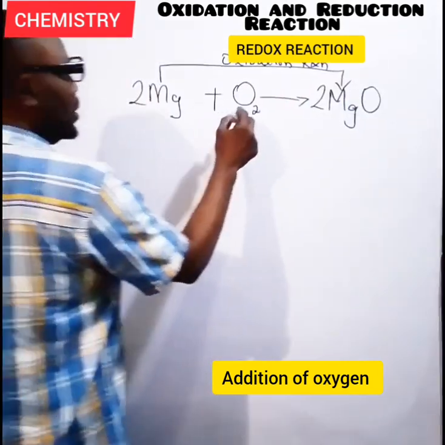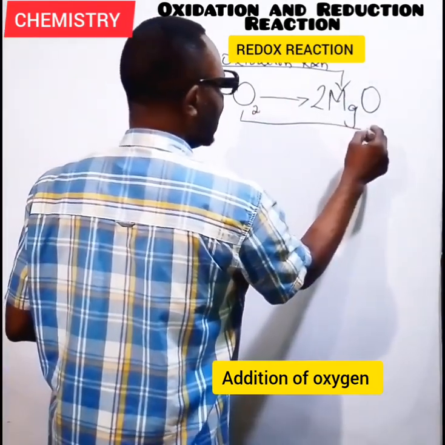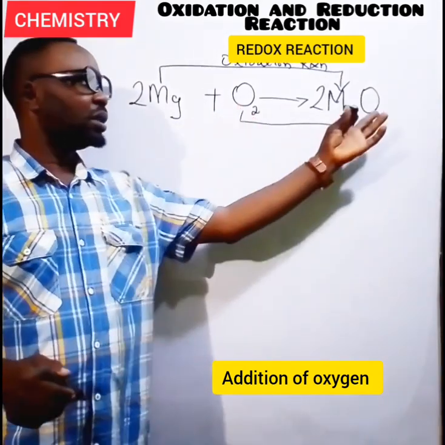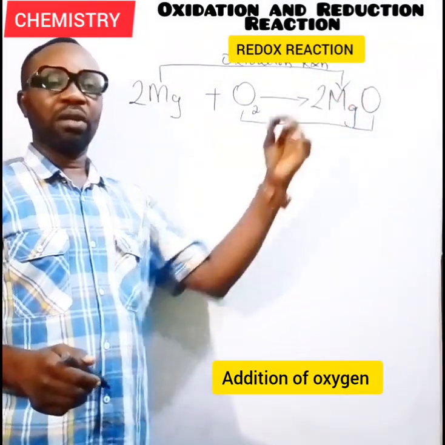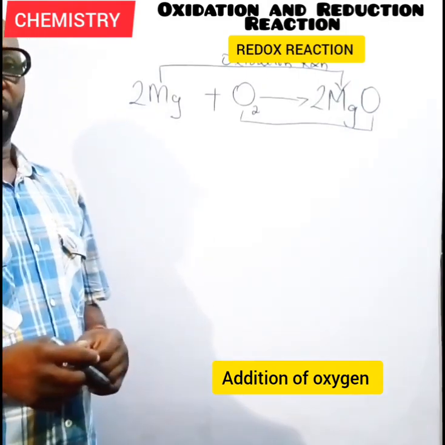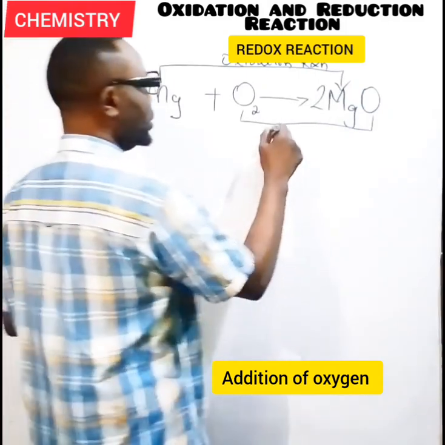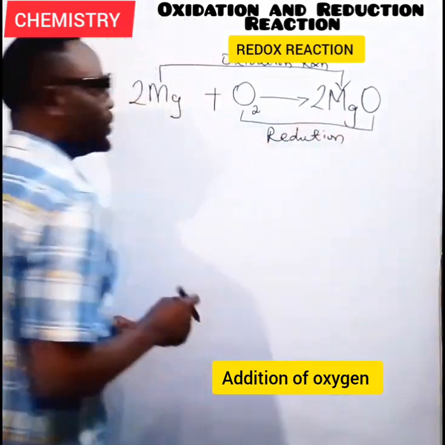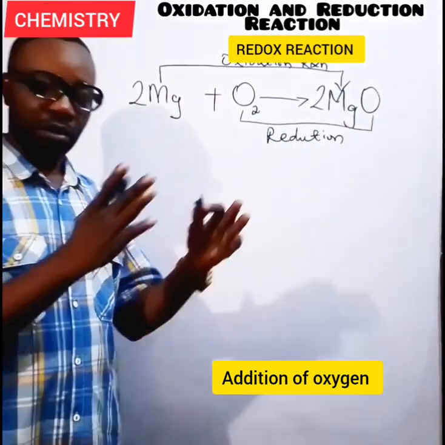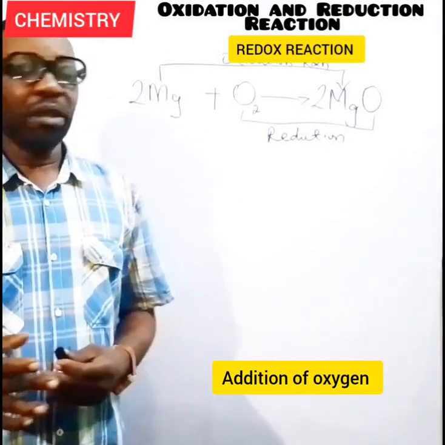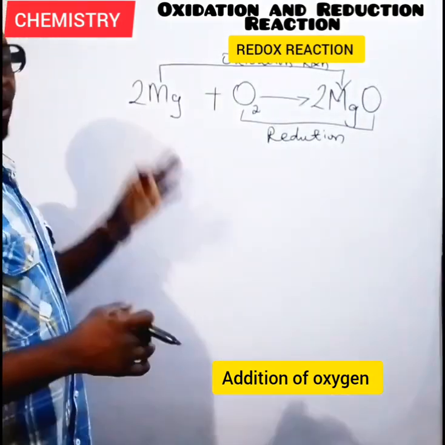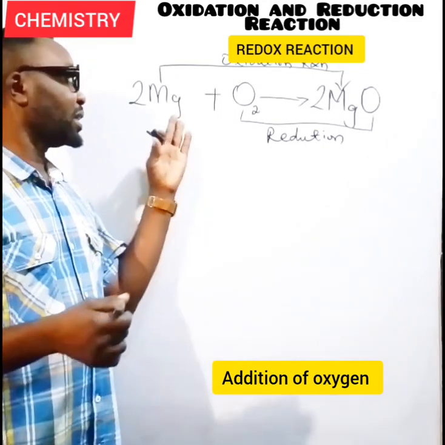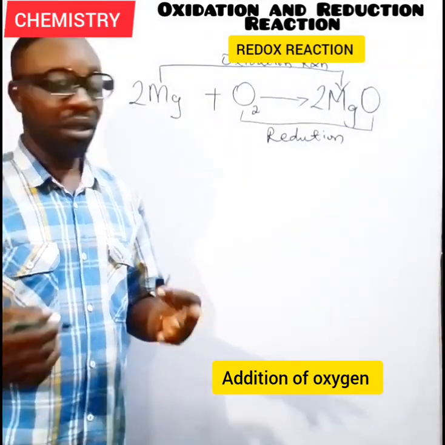Now, looking at this oxygen as well, there's oxygen here, but it has been taken away to this magnesium side. We call this one the reduction reaction. Now, having identified the oxidation line and the reduction line, we also need to know which particular compound or which particular atom is the oxidizing agent and which one is the reducing agent.